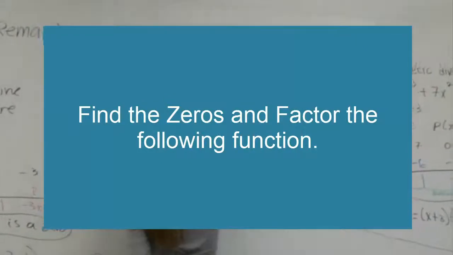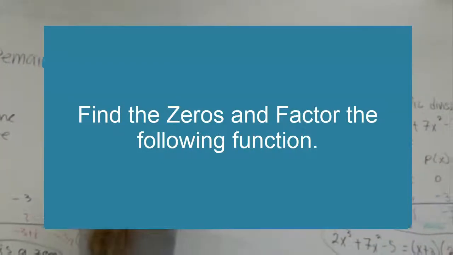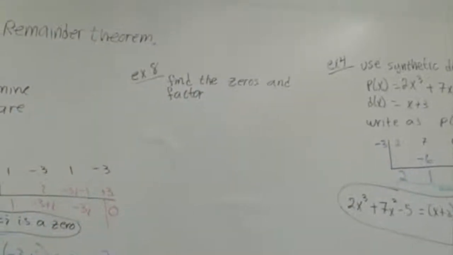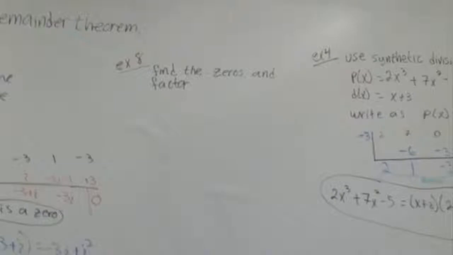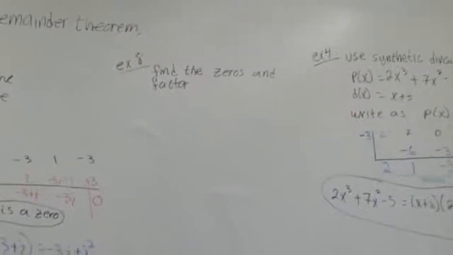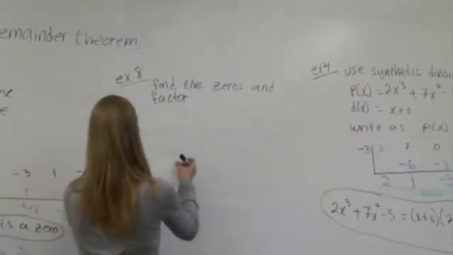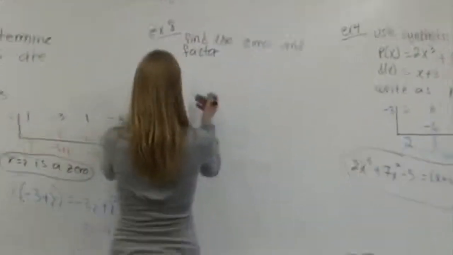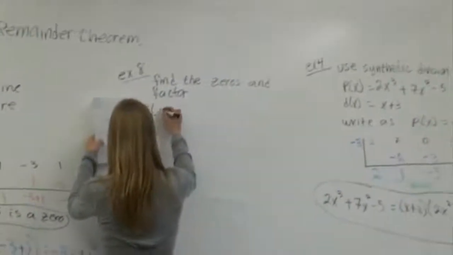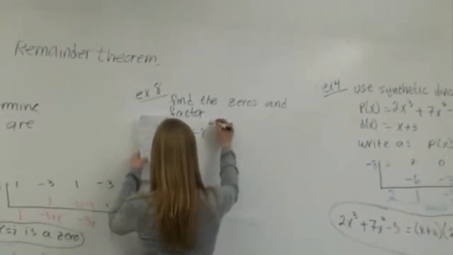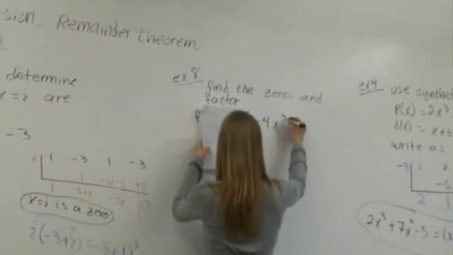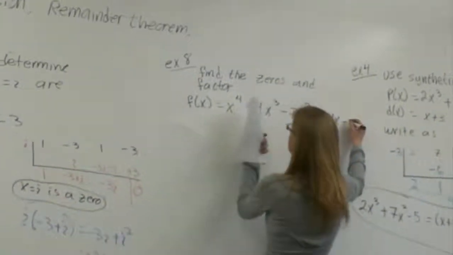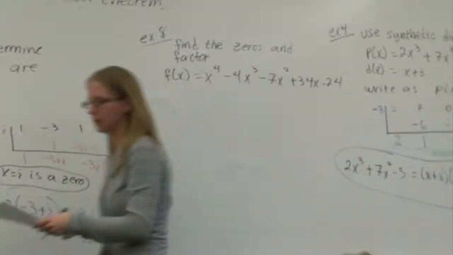The zeros and factor. Let's do one that is going to work. I don't want to give you one that's not going to work. We'll do this: f of x equals x to the 4th minus 4x cubed minus 7x squared plus 34x minus 24.